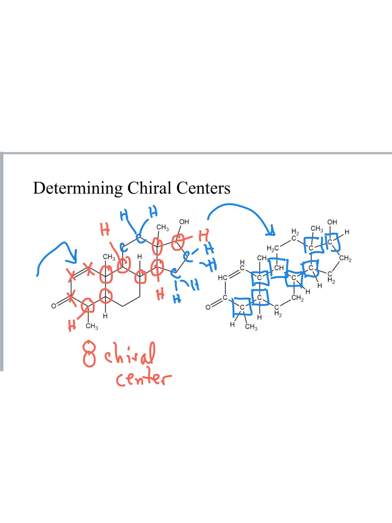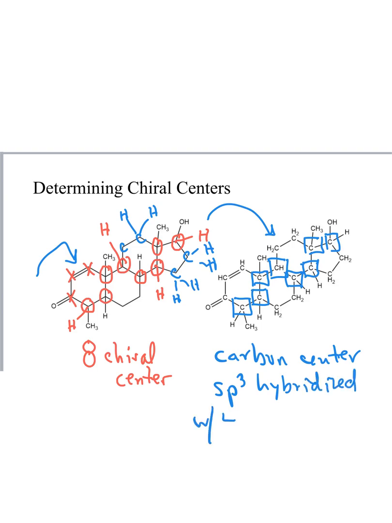So hopefully that helps identifying chiral centers. We're looking for a carbon center that's sp3 hybridized with 4 unique substituents. So hopefully that helps give you an idea of what we're looking for in identifying chiral centers.